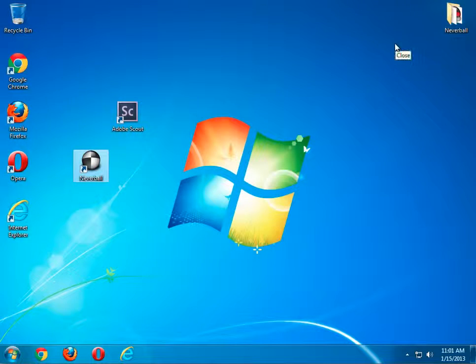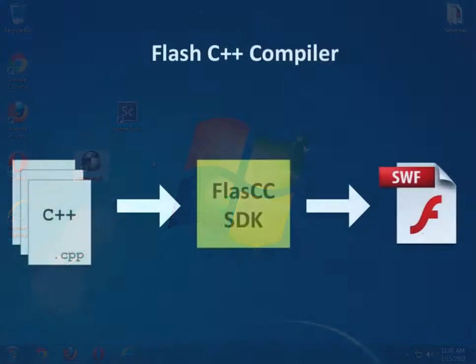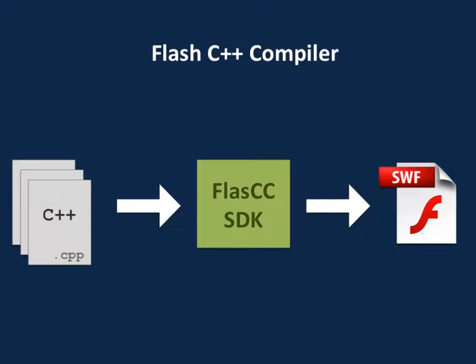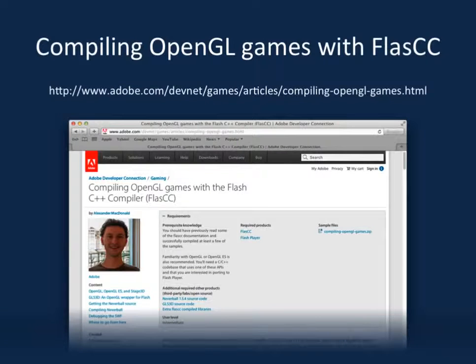So now I'm going to demonstrate that you can take a game like this, written completely in C++, and compile it to run in a web browser using the Flash player. The tool we use to do this is called the Flash C++ compiler from Adobe, also known as Flask. Flask is an SDK that allows you to compile portable C and C++ code into a SWF that can run anywhere the Flash player runs.